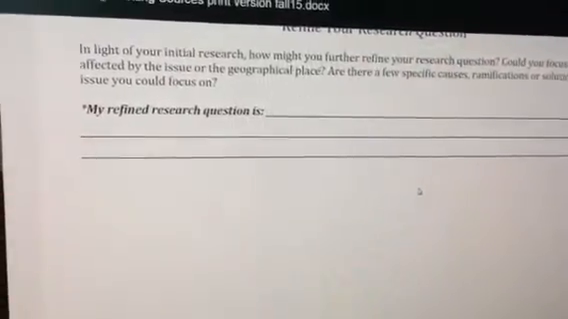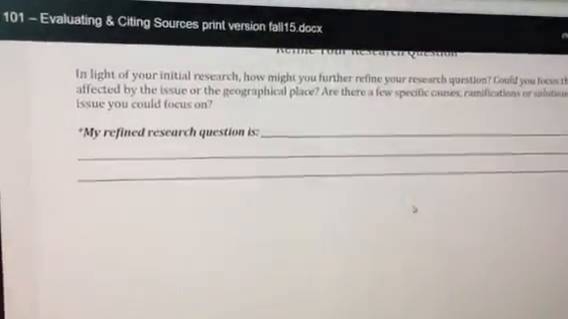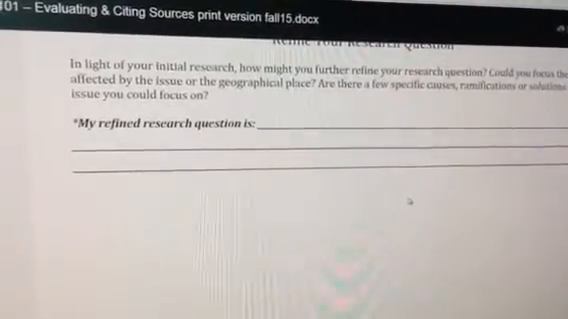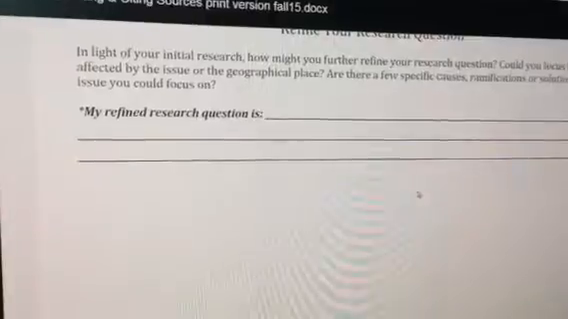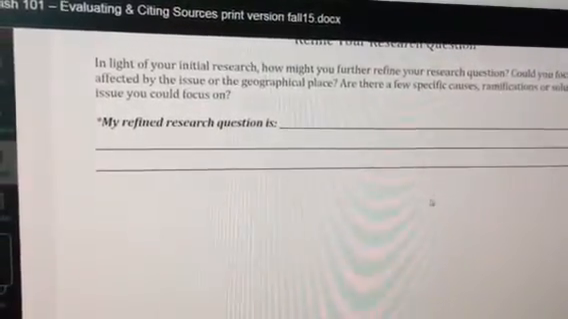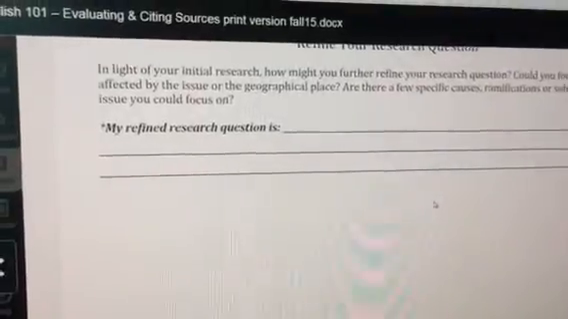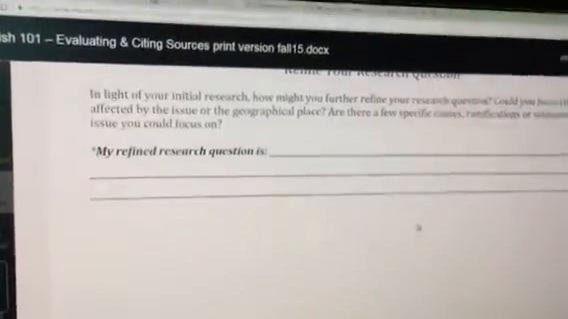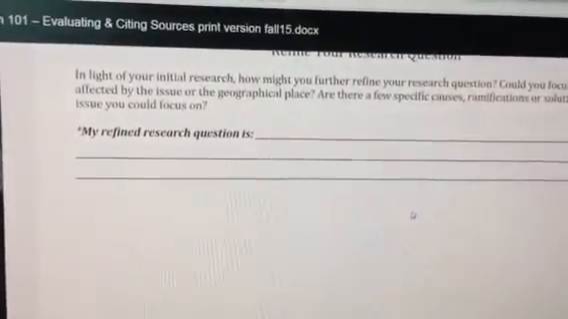So, you have an initial topic, you do that general research, you learn more about it, you refine your question a second time, you use those key terms, and then you look for more specific articles, and then you refine it again. And then when you refine it that last time, you can potentially answer it as your thesis statement.